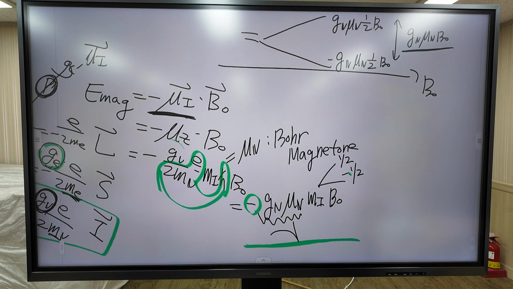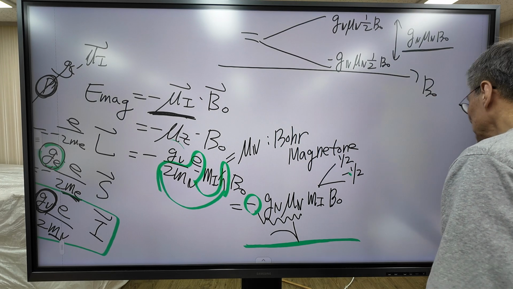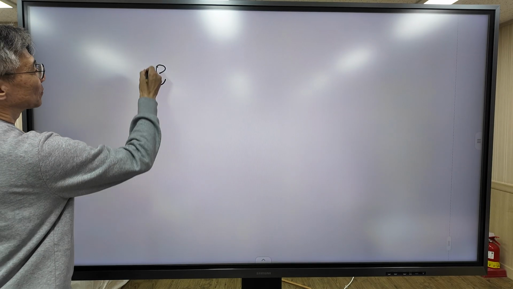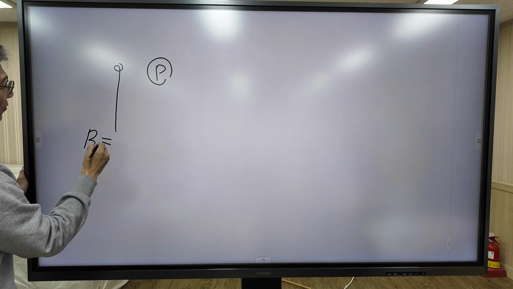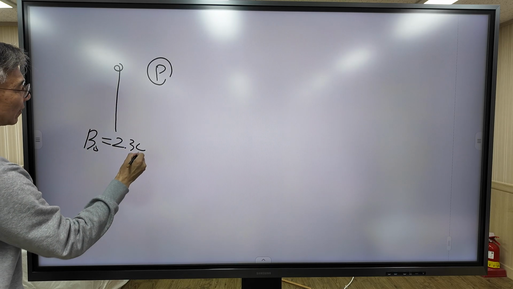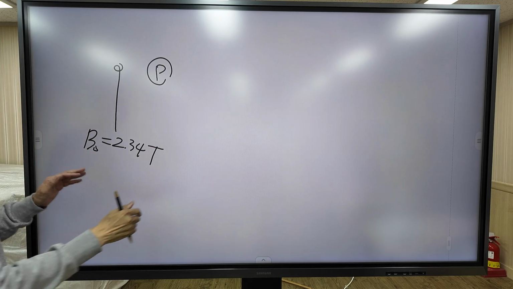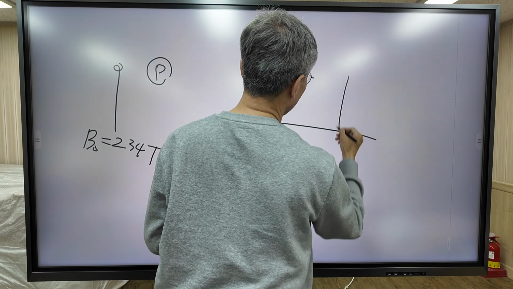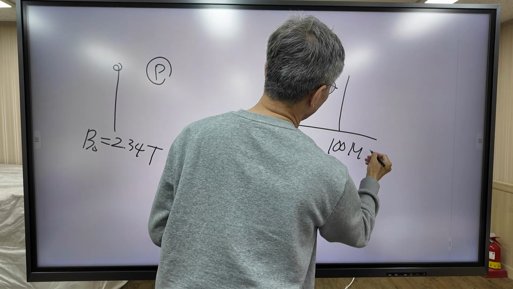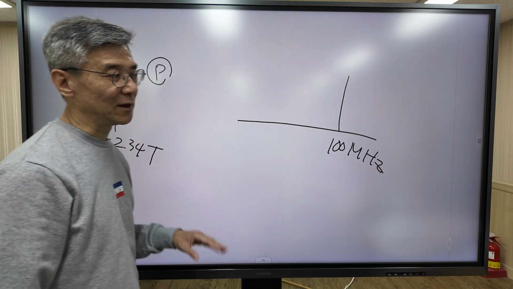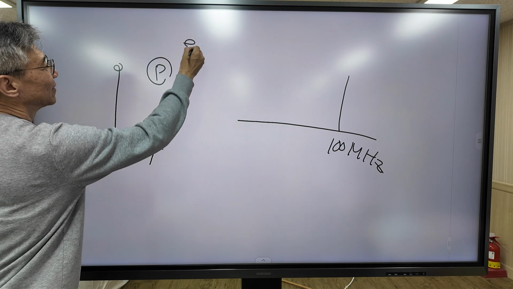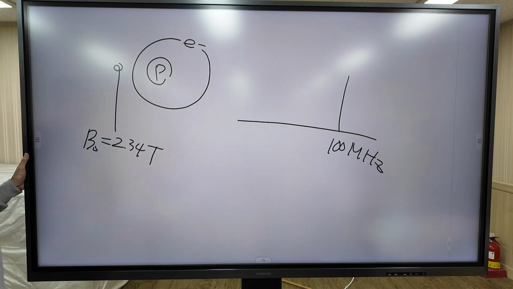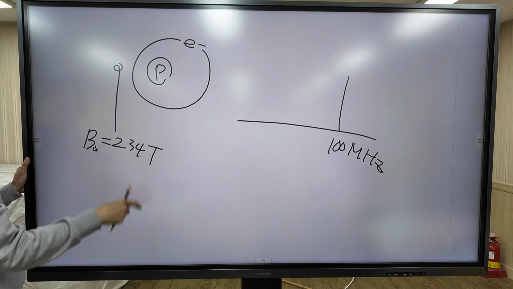Okay, let's move on. Up to now, here is a proton. When you apply a magnetic field, the strength of the magnetic field is 2.34 Tesla, and you observe an absorption peak at exactly 100 megahertz. This is our result. But there are electrons that surround the proton, right? This is important for chemistry.